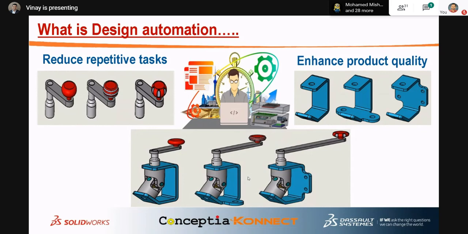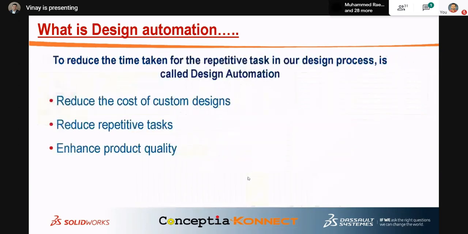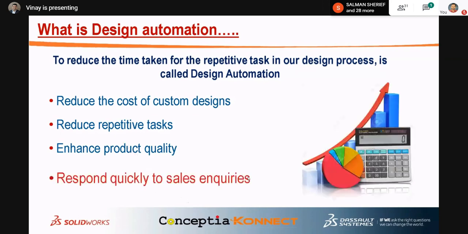Instead of rotating with the hand, I can give a motor for this, or I can change the design, so that the customer also will be happy for that. When the customer is happy, what happens? Means if you are doing the custom design, very neat design, and reduce the repetitive task, so that you are quickly delivering the product to a customer, and enhance the product quality. Day to day your product quality is improving. It's not the same you are giving to the customer. Then what happens? You will get more inquiries.